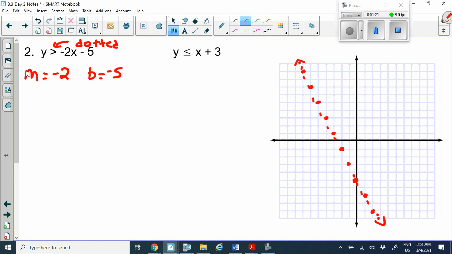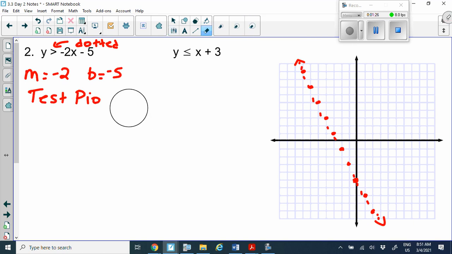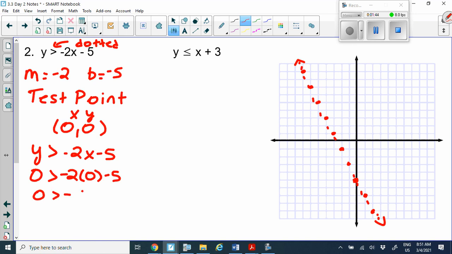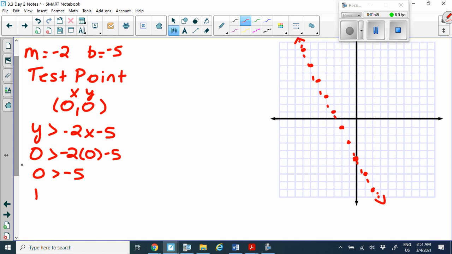Okay, now I need to use my test point. For my test point, I'm going to use 0, 0 because it is not on the line that we just graphed. Now I'm going to plug it into the original inequality. So y is greater than negative 2x minus 5. I plug 0 in for y and 0 in for x. So I get 0 is greater than negative 5. That is a true statement. So where my test point, which was 0, 0, is, I'm going to shade that entire side.